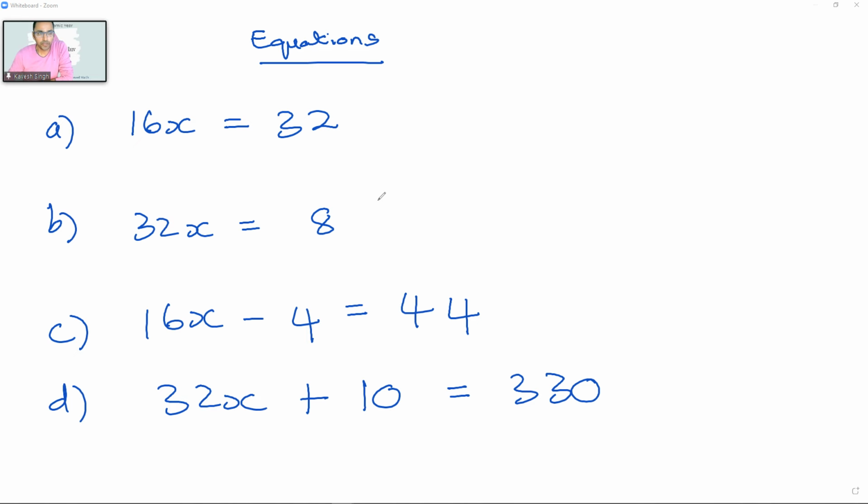All right, so let's have a look at them, right? Let's go through each one. So the first one here, what we have is 16 in front of x. So we divide both sides by 16.